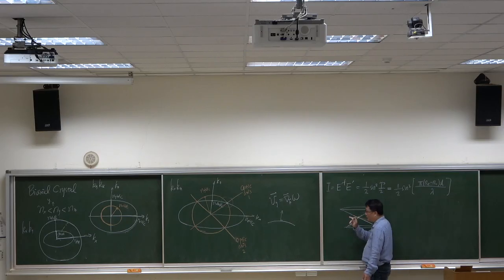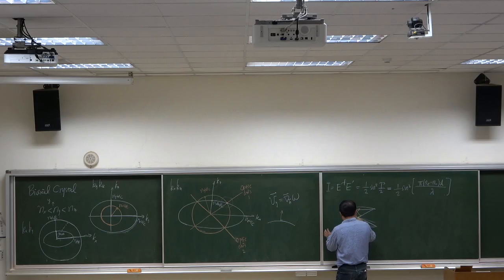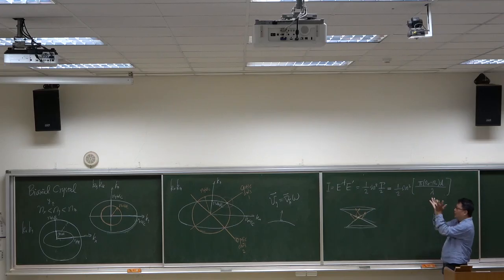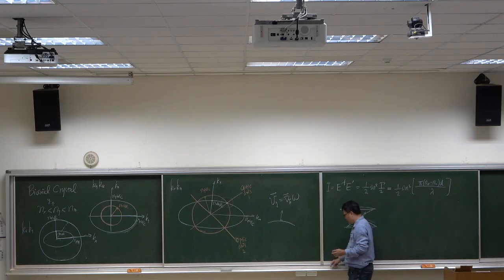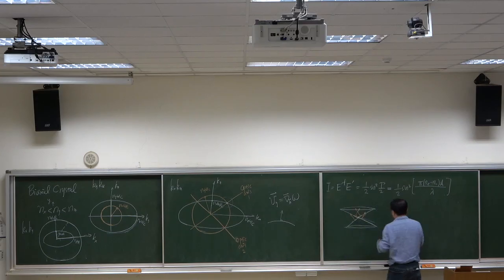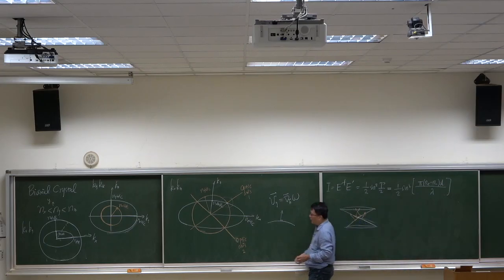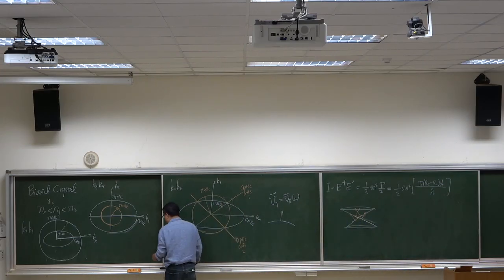So if the K is located here, we have this normal vector. And if the K is located here, we have this normal vector. And here we have this normal vector. So if you collect all the possible normal vectors, then we get another cone. We get the cone for the energy propagation.